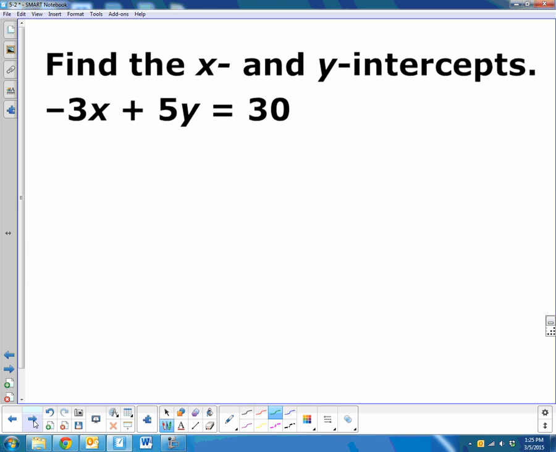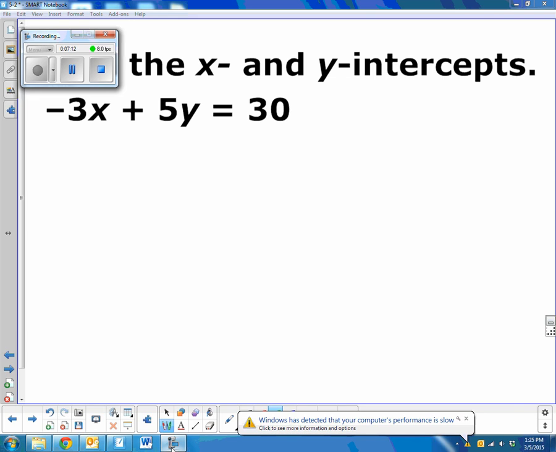Stop on your own, give it a try, pause it, see if you can find the x-intercept and the y-intercept all by yourself. I'm assuming you paused it. I'm assuming you tried it on your own.